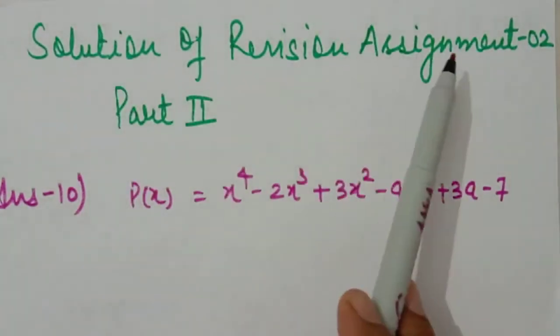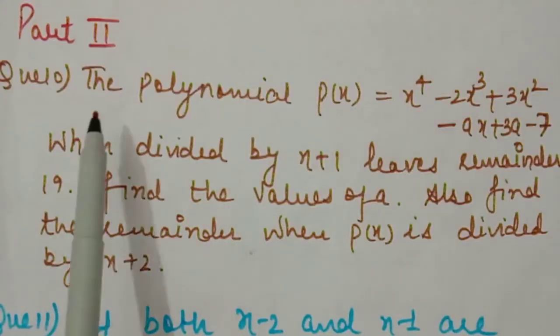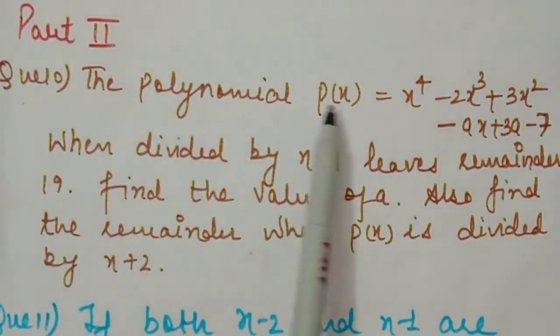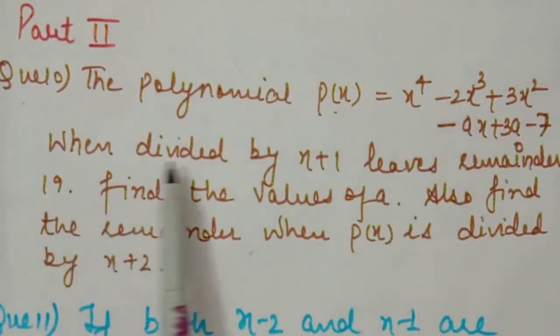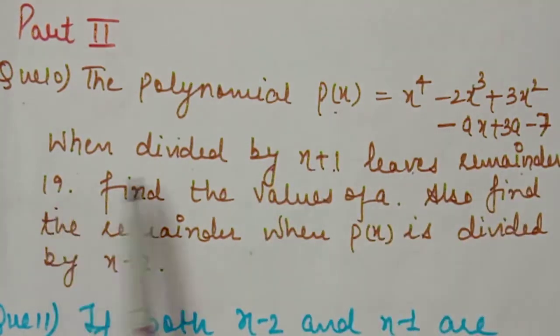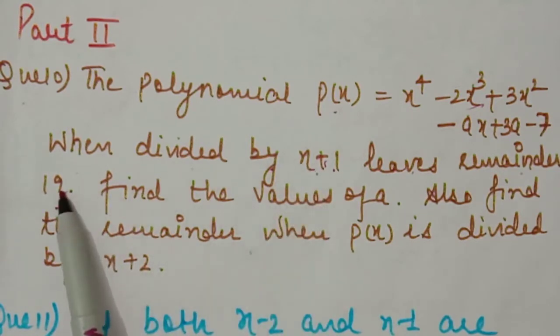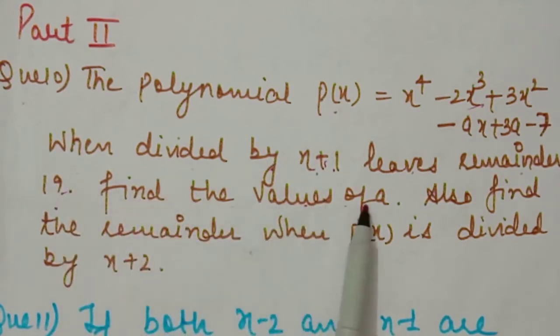Now, solution of revision assignment 2 part 2. In part 2, question number 10, the polynomial p(x) is given. When we divide it by x plus 1, it leaves the remainder 19. It means when we divide this polynomial by x plus 1, the remainder is 19. Find the value of a. Also find the remainder when p(x) is divided by x plus 2.